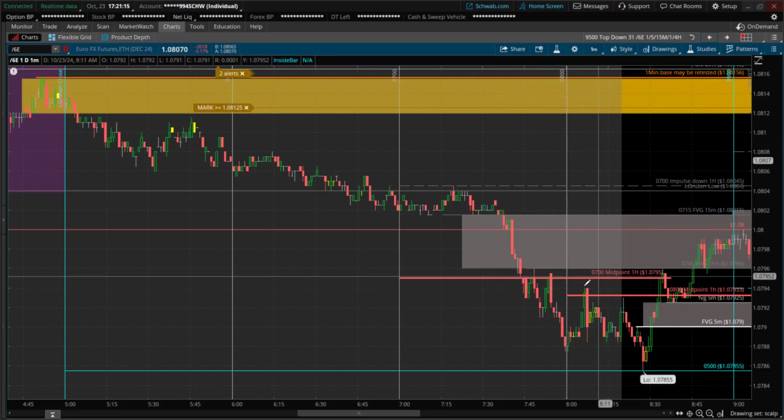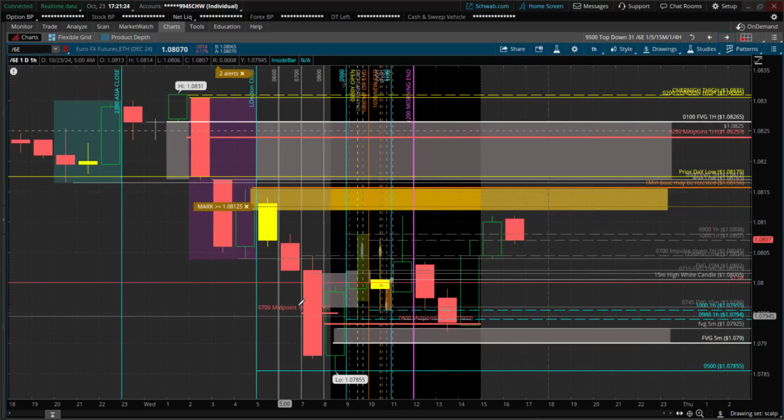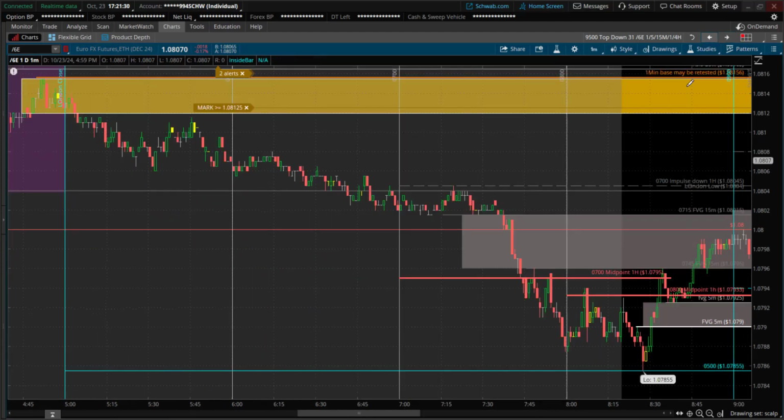So like I mentioned, potential trades off of those. The 7 to the 8 o'clock candle, 1 hour candle. Right here, that red candle, 1 hour candle, I label midpoint right there. And right there, we tested it. Sold off.